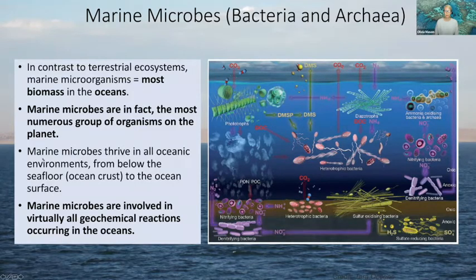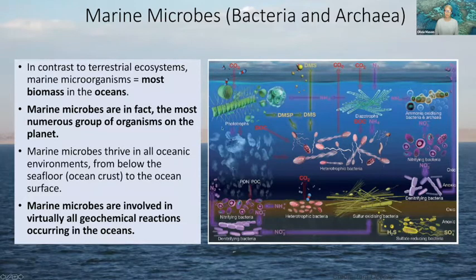You'll find marine microbes thriving in all oceanic environments. So that's from below the seafloor, which is ocean crust. And that includes the deepest part of the ocean, which is the Mariana Trench. So nothing is really thriving there except for microbes, right? And you find microbes from the deepest part of the ocean to the ocean surface. Marine microbes are involved in virtually all geochemical reactions that occur in the ocean.